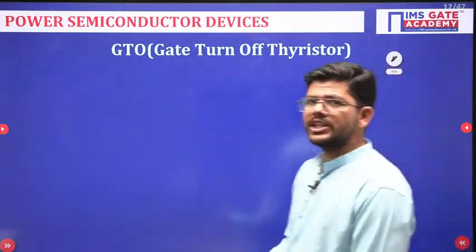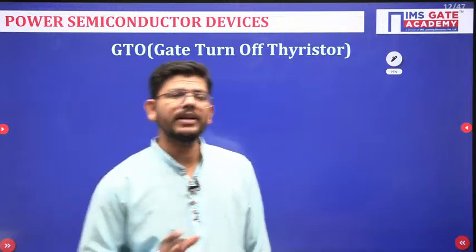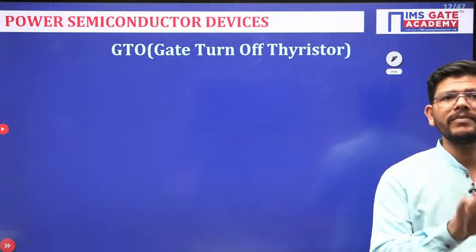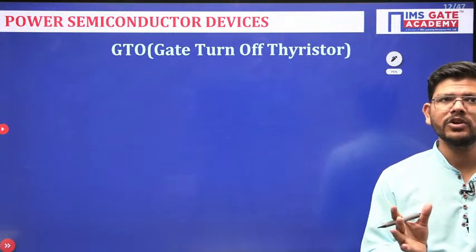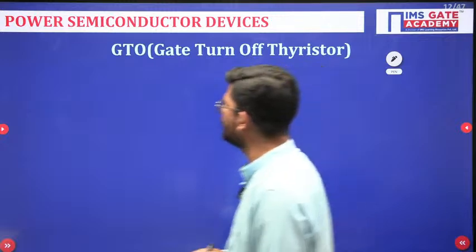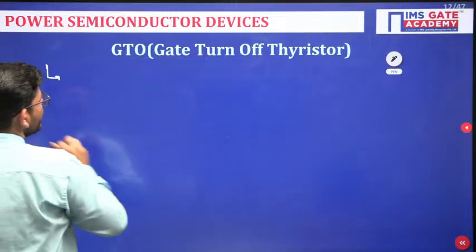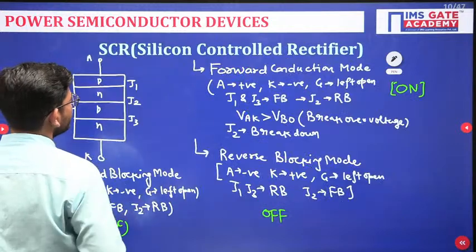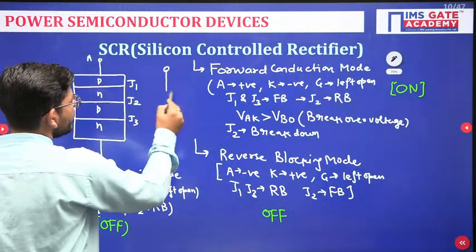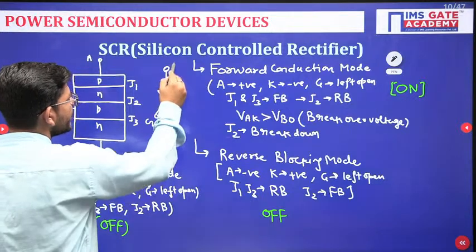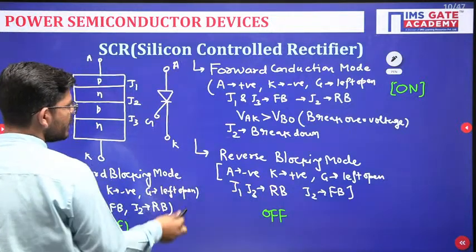Now here comes the GTO. What problem did we encounter in SCR? That we can turn it on by the application of a gate pulse, but we cannot turn it off by the application of a gate pulse, which we will be able to remove here. When it comes to SCRs, the circuit symbol we haven't discussed. This is the circuit symbol of SCR. This is the gate terminal, this is the anode, and this is the cathode.